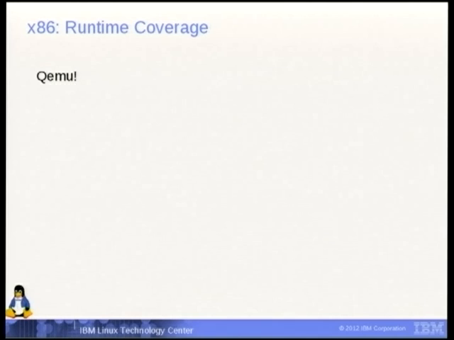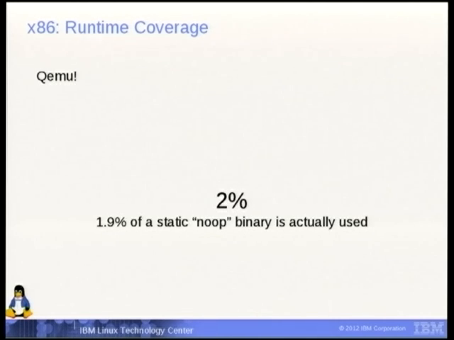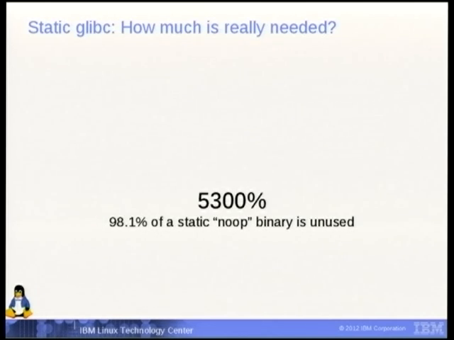So that 500K return 42 program, what do we guess? Yep. Very, very little of it is ever actually run. Or put another way, we pay about a 5,300% penalty for stuff that we never use.